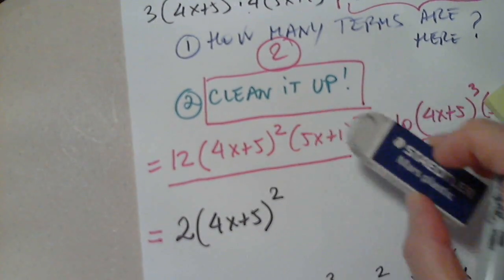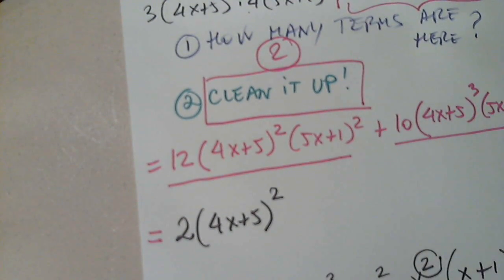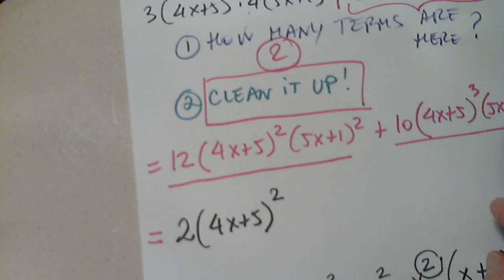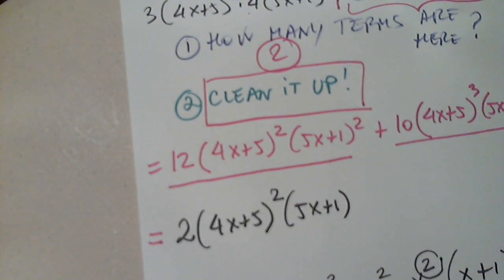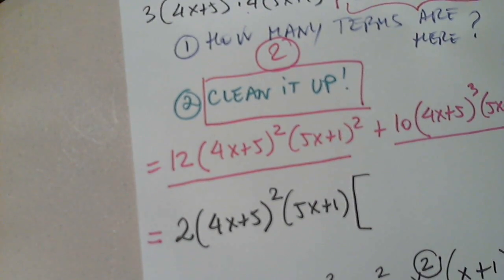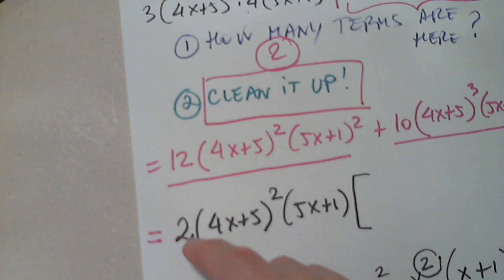I continue. The final factor here is 5x plus 1 in both. Which power? Why? Exactly. Now we analyze what is left. We divided 12 by 2. What is left?